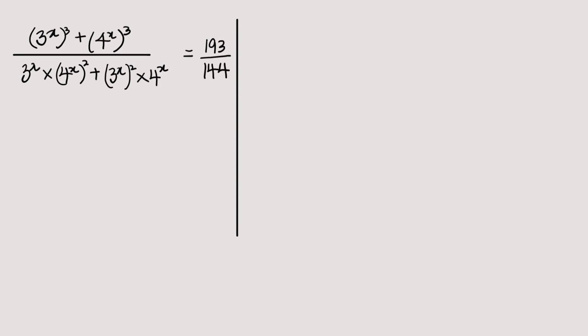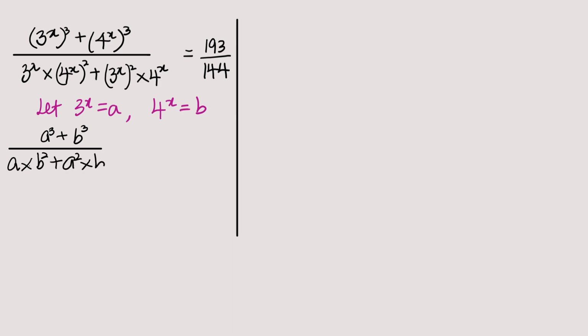And we mentioned that we're going to replace 3 to the power of x with a and 4 to the power of x with b. So how would the equations look like after the substitution? Right, this is what you'll get. A cubed plus b cubed over ab squared plus a squared b equals to 193 over 144.